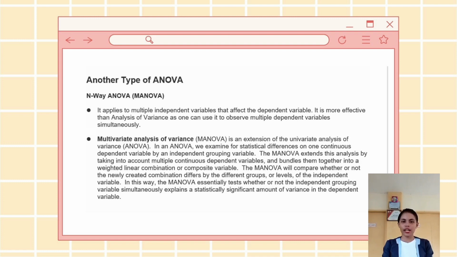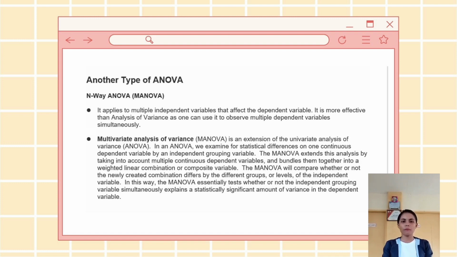Multivariate analysis of variance, or MANOVA, is an extension of the univariate analysis of variance, or ANOVA. In an ANOVA, we examine for statistical differences on one continuous dependent variable by an independent grouping variable. The MANOVA extends this analysis by taking into account multiple continuous dependent variables and bundles them together into a weighted linear combination, or composite variable.